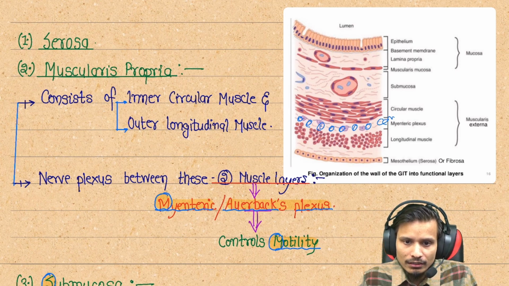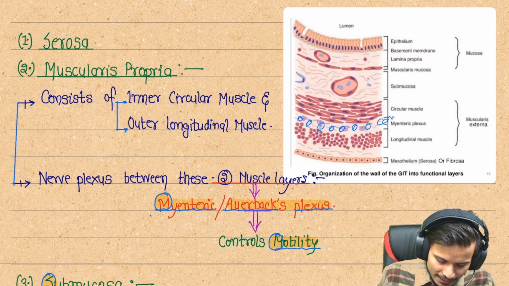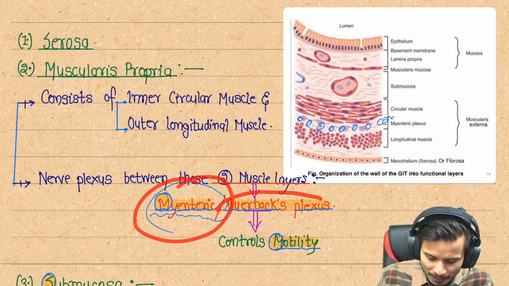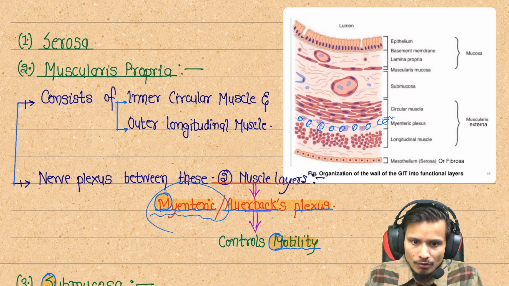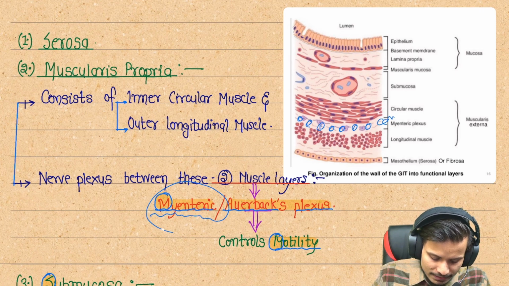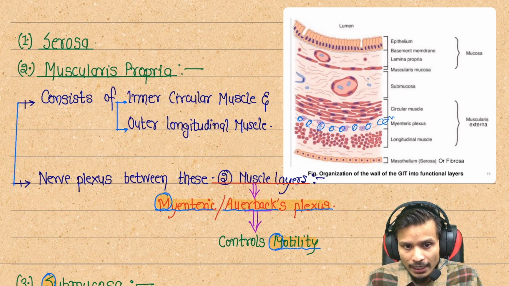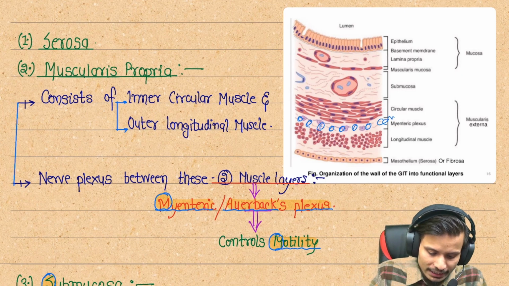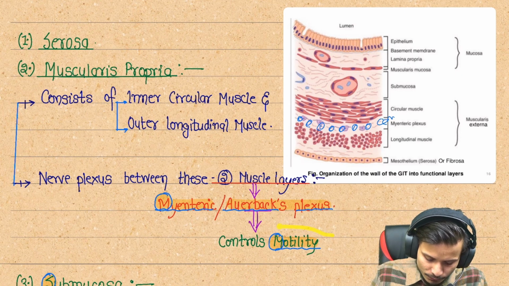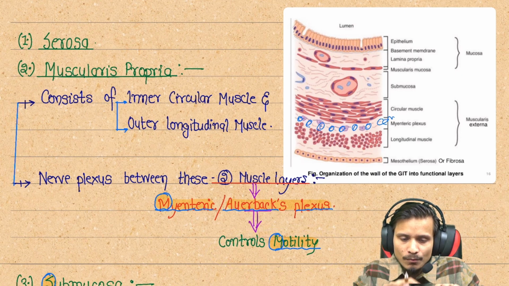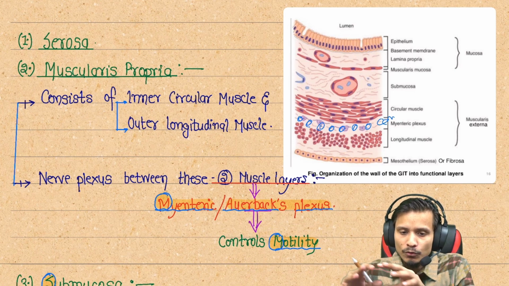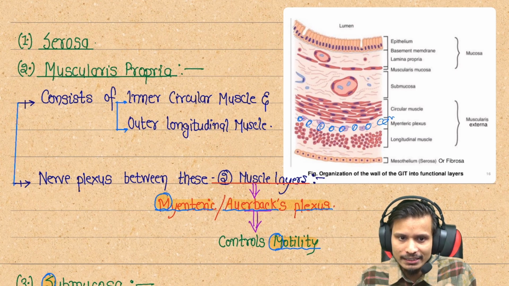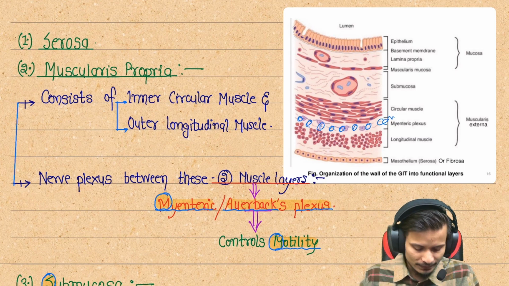And what is the nerve called? The nerve is called the myenteric plexus, or we call it the Auerbach plexus. Auerbach plexus or myenteric plexus is the same, that is the enteric nervous system. And these nerve fibers are responsible for motility, the movement of our digestive tract. The movement of our GI tract depends on the Auerbach plexus or myenteric plexus, which is situated in the muscularis propria layer.